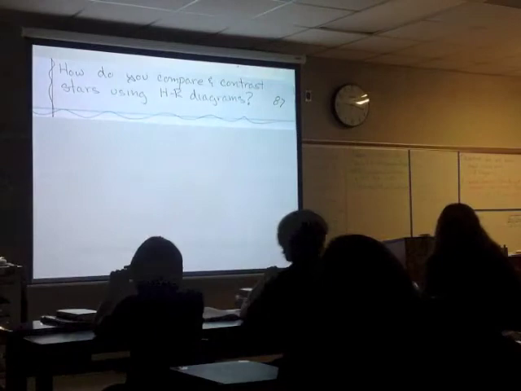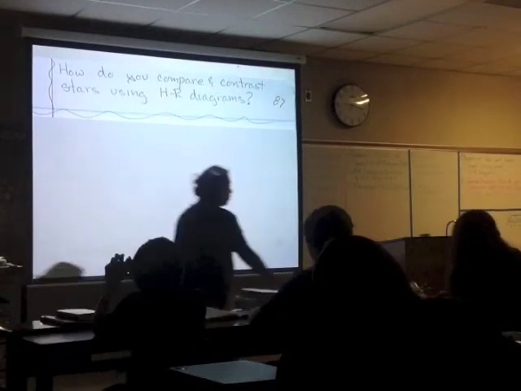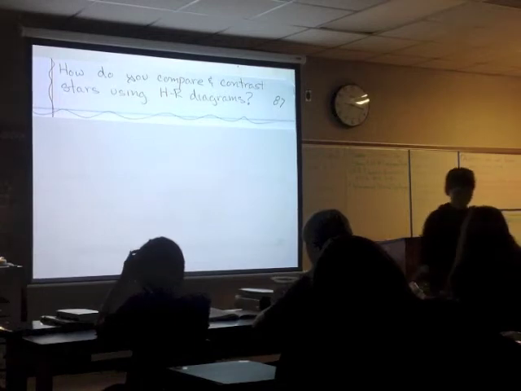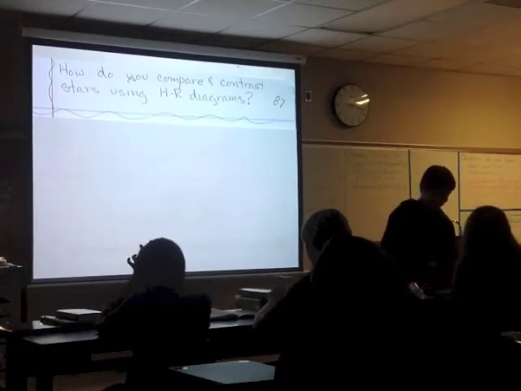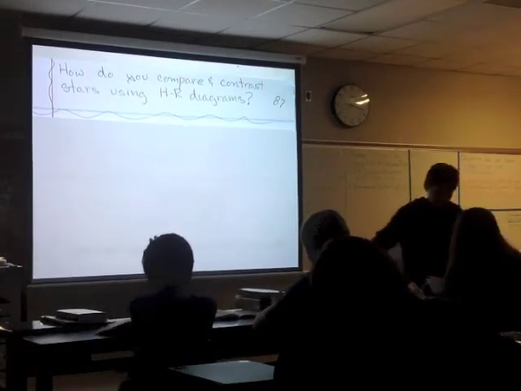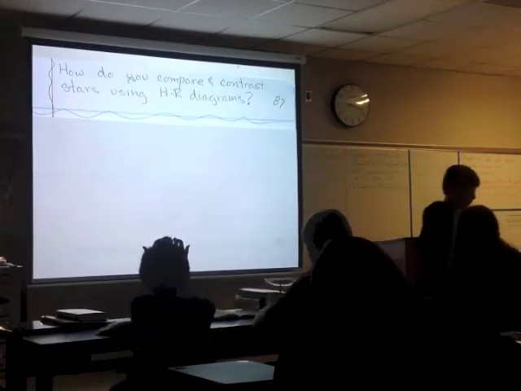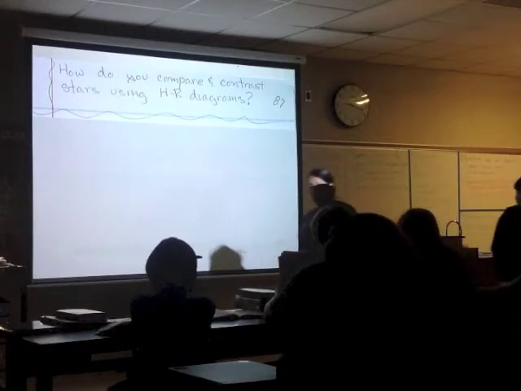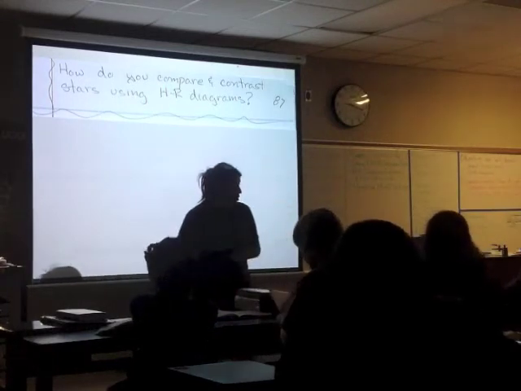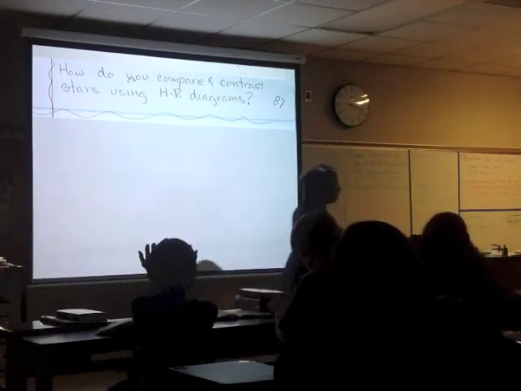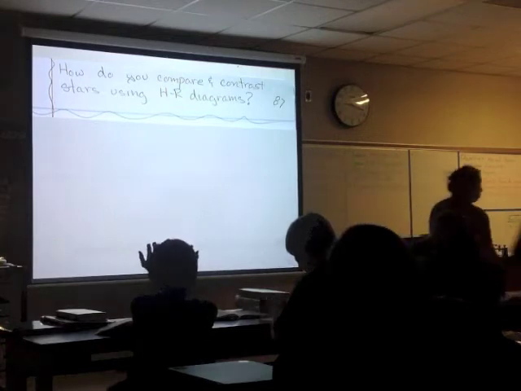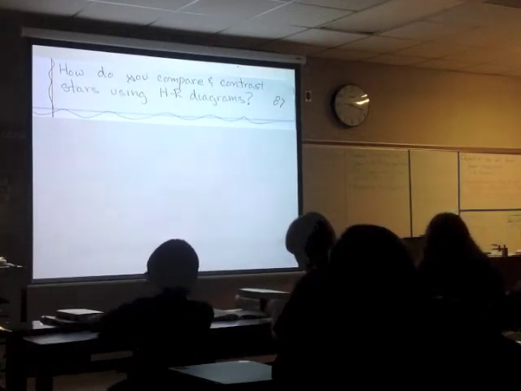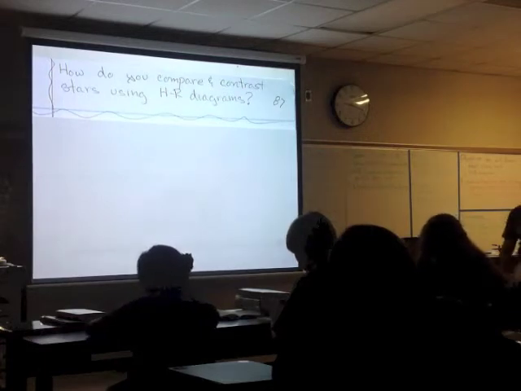Our objective today is that we're going to learn about stars and HR diagrams. And your essential question, what you should be able to answer by the end of this period, is how do you compare and contrast stars using HR diagrams? Which basically means you need to understand what stars are, the differences in the different stars, and then we're going to look at an HR diagram and how those stars are plotted on that HR diagram, and how that diagram gives you information about the stars.